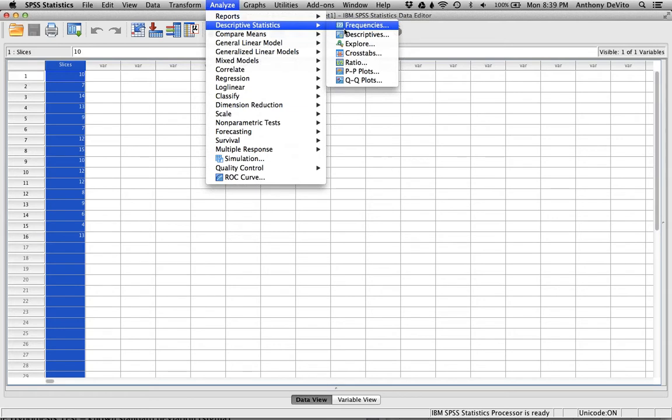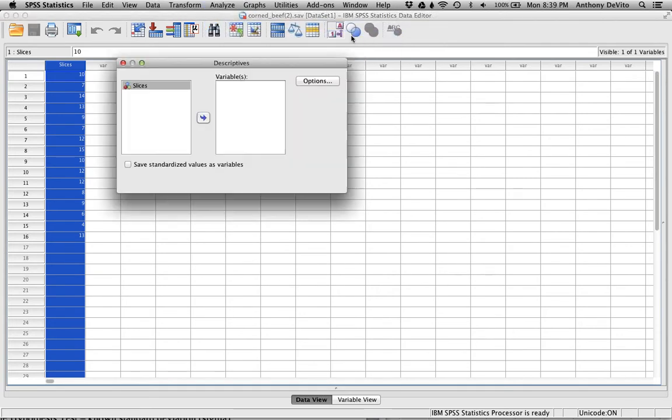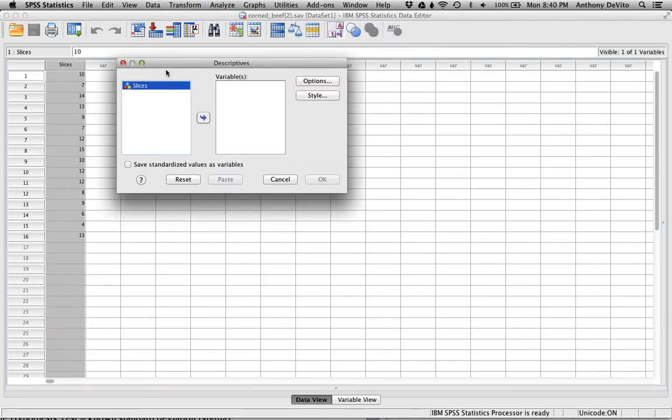Frequencies you would use if you're doing counts. Like if you're looking at categorical variables like gender, and you want to know how many males and females were in the study, you would use frequencies for that. Descriptives gives you the basic descriptive statistics for one of your variables. I can use that right now, in fact. I clicked on descriptives, it gave me slices. I'm going to move that variable, slices.